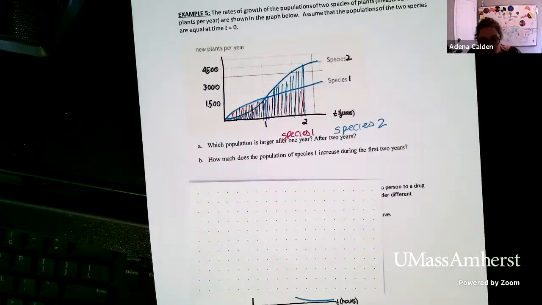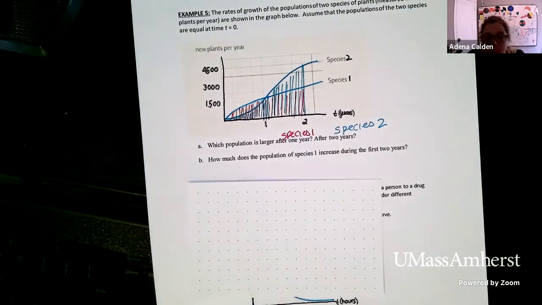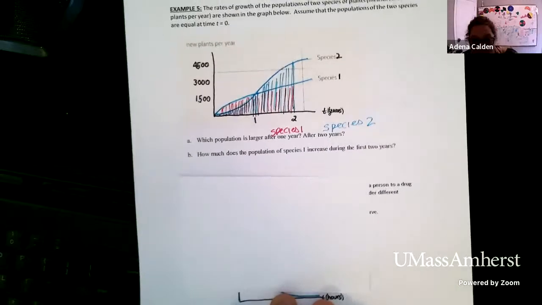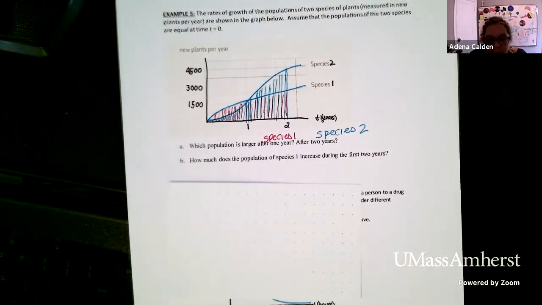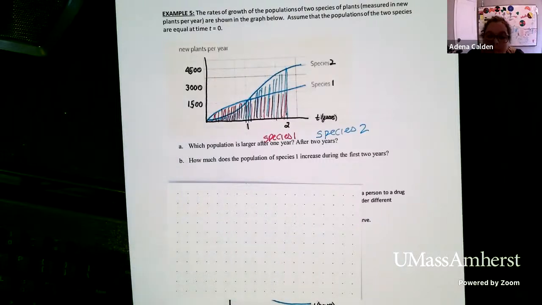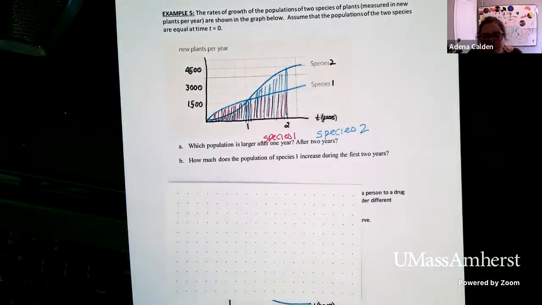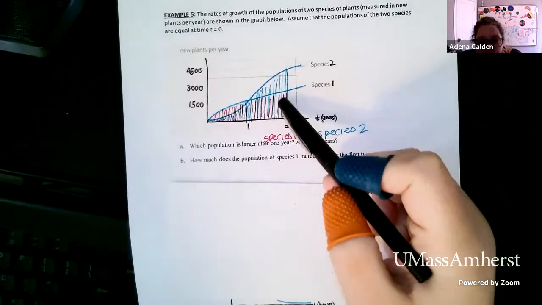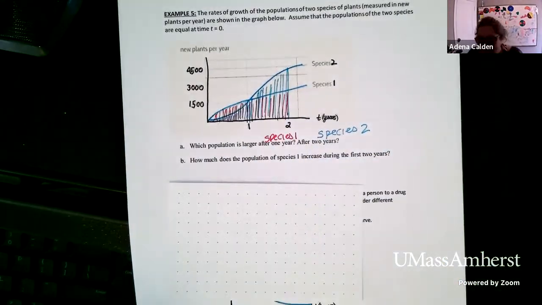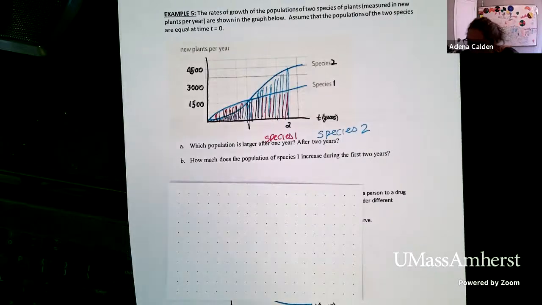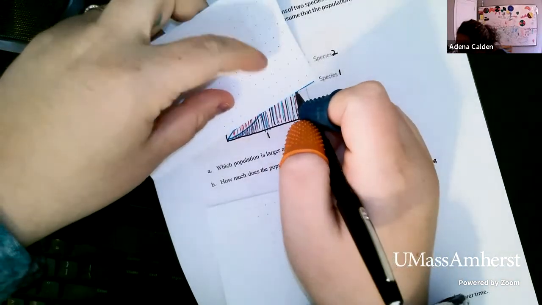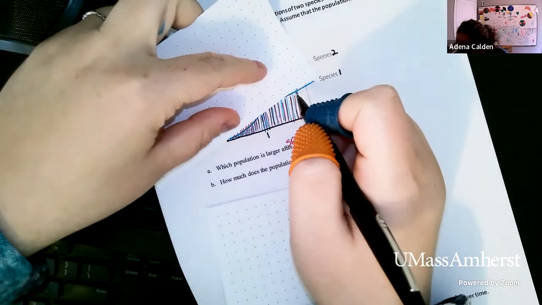So again, when we're talking about the rate of a function, we need to look at area under the curve to talk about the change in the actual population. For part B, it says how much does the population of species 1 increase during the first 2 years? So now we're trying to approximate the area under this curve. There's a couple ways you can do it. You can find the area of one little block and then try to count how many blocks there are. To me, this looks pretty triangular. So I'm going to turn this into a triangle and use 1/2 base times height to approximate this area.